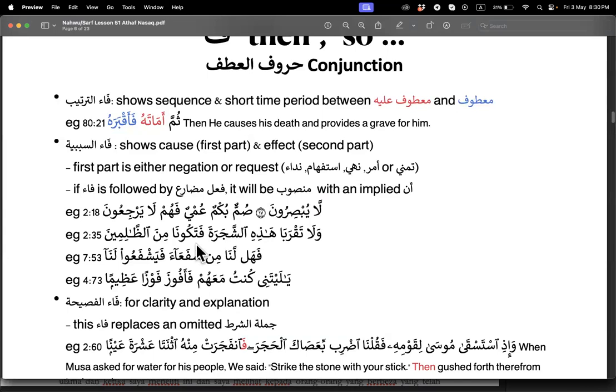This one is marfu. What's the fa'il? Taku, the waw is the fa'il. What's the actual fi'il, the huwa version of the fi'il? Kana. So this is the mudhari version. What is the mudhari version of kana?